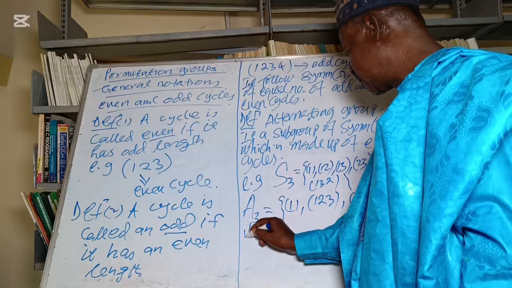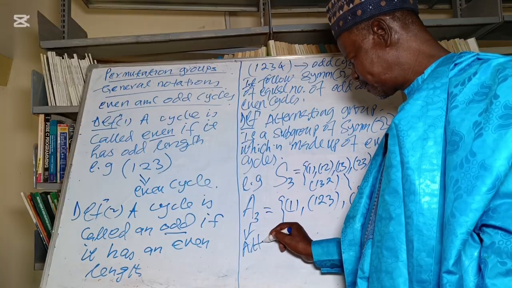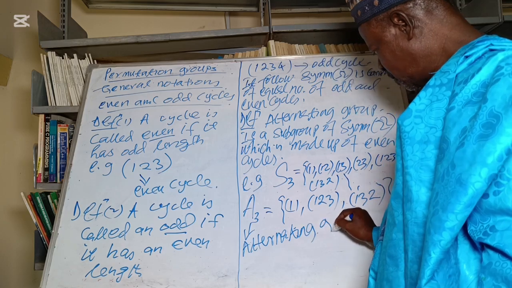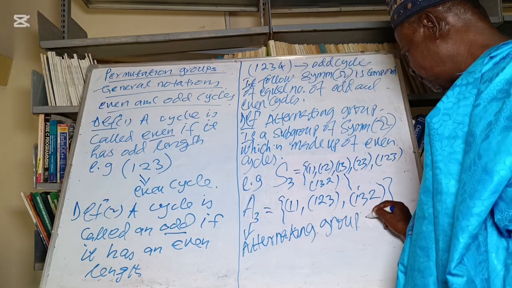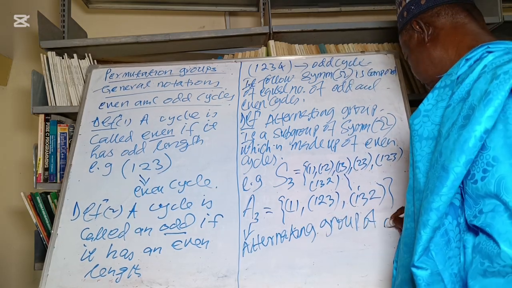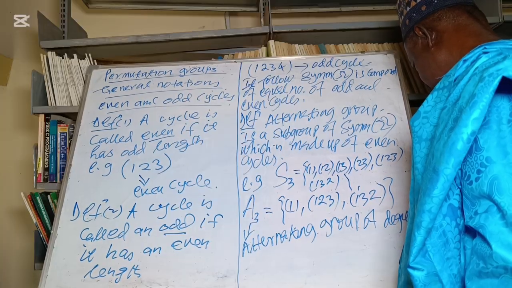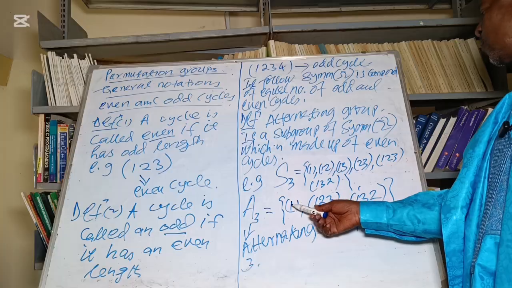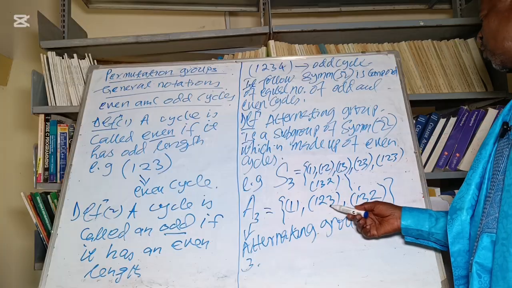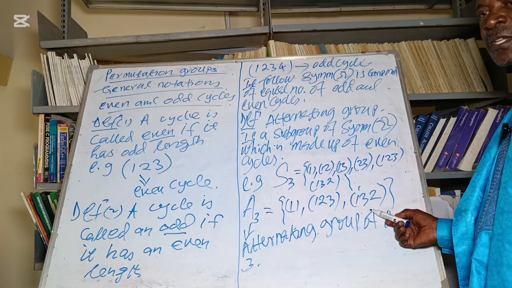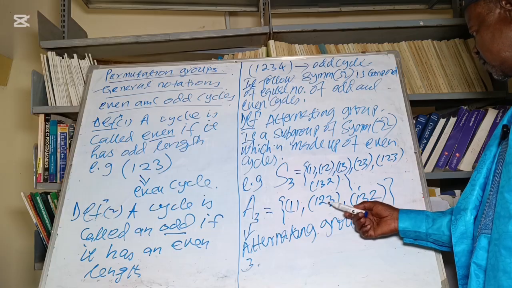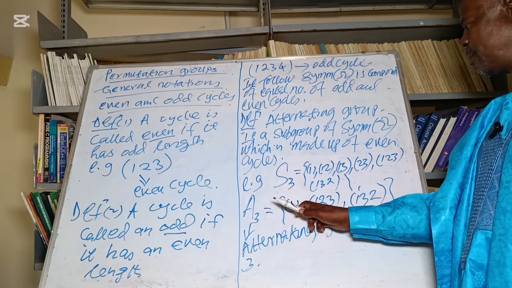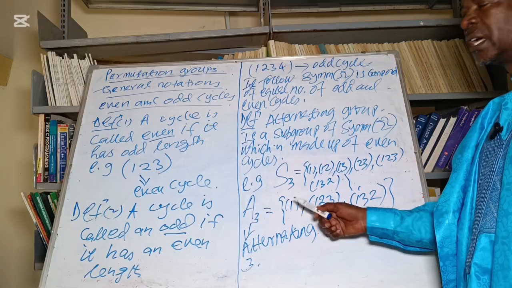By A3 we mean the alternating group of degree 3. It has how many elements? 1, 2, 3, and they are all even. This is even because it has odd length. This is also even because it has odd length. The identity element by convention is considered to be both odd and even.